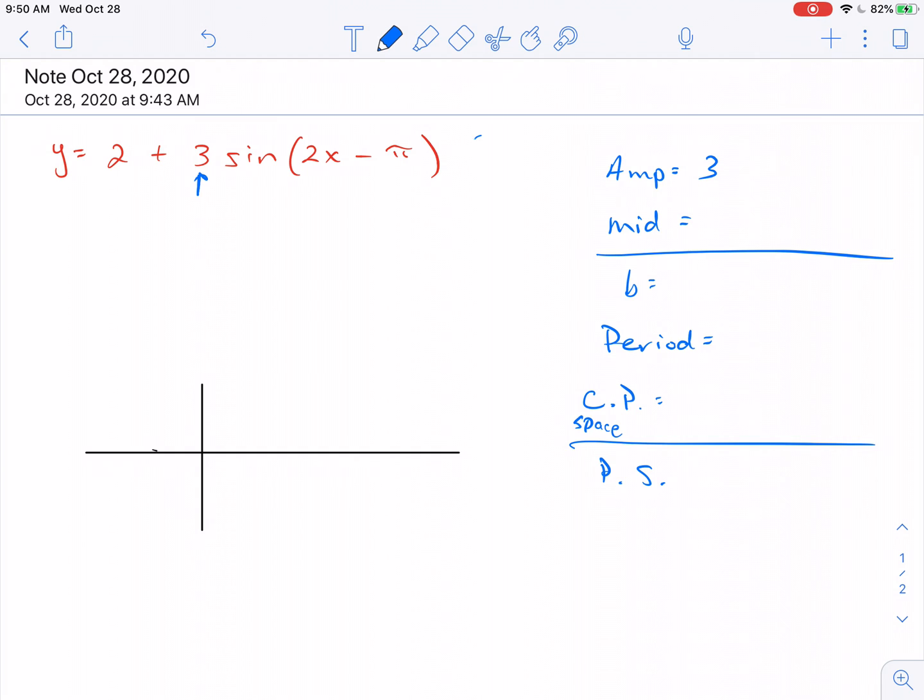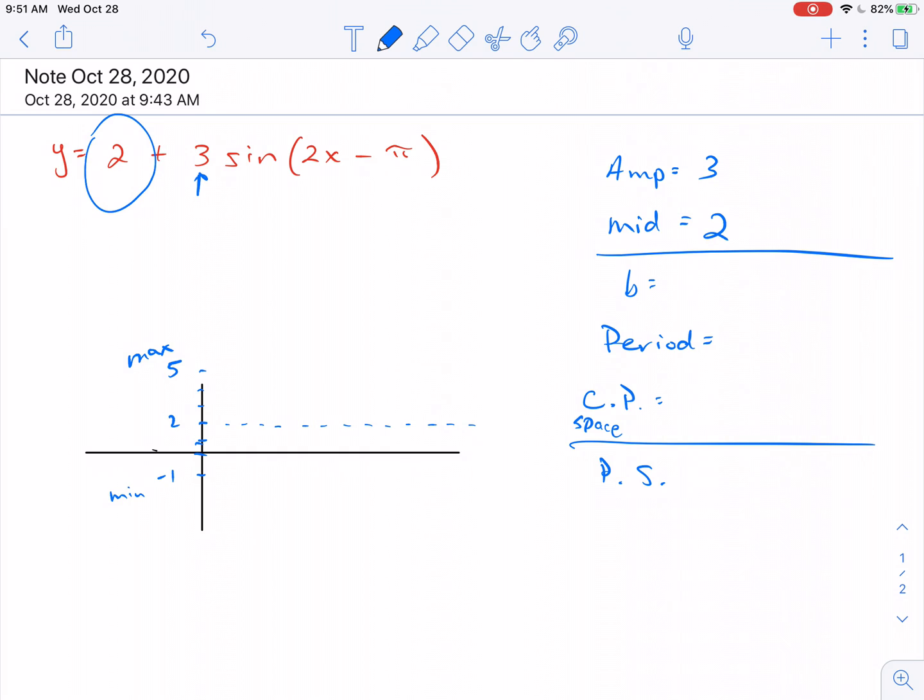Now the midline, a lot of times they'll put it out here, like a minus whatever. But in this case, you can see that it's out front. And so that's a positive 2. So I know my midline is 2. And I would draw in just an imaginary line so I know where my midline's at. And because the amplitude is 3, I will go up 3, so that's 5. My maximum will be at 5. If I go down 1, 2, 3, my minimum would be at -1. So up 3, down 3.